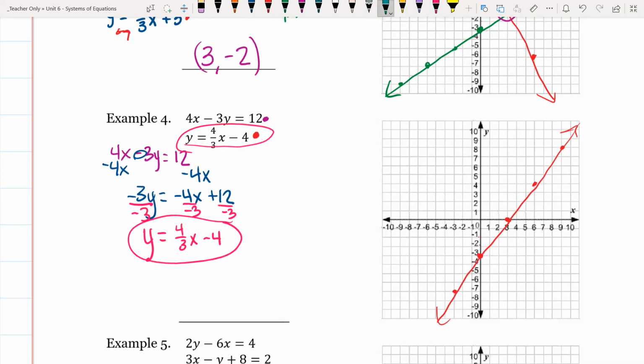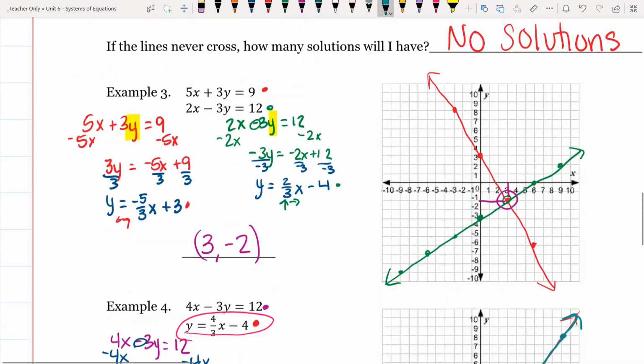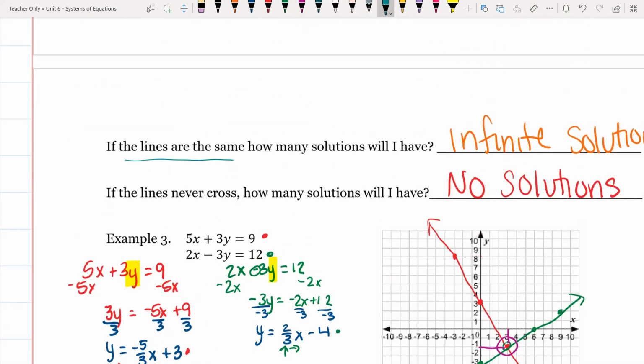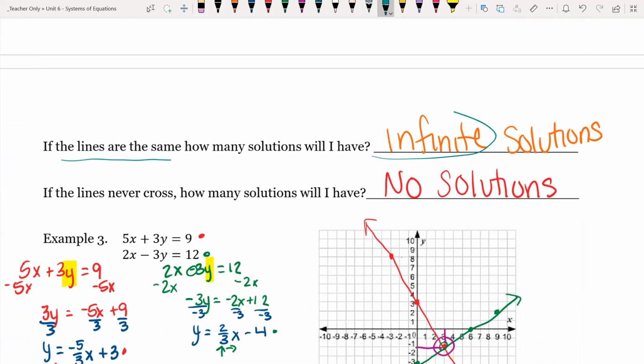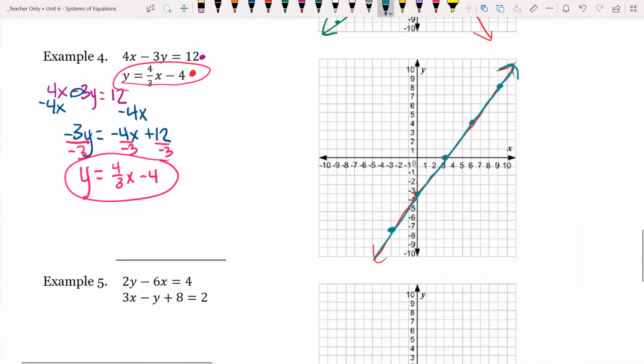So if I were to graph this, I'd go down to 4. I'd go up 4 over 3, up 4 over 3. So it's the same exact line. So if it's the same line, the lines are the same, it's going to have infinite solutions. So that's what I write on here. These are the same line. So they're infinite solutions.